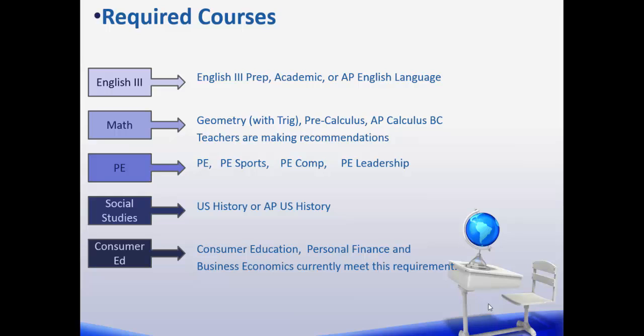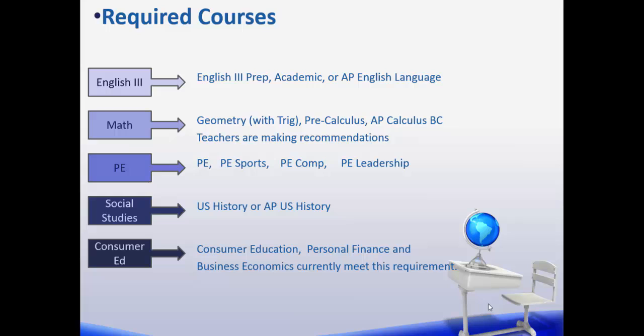In the Social Studies department, everyone's required to take U.S. History, either the regular U.S. History or the Advanced Placement U.S. History. The AP courses, as you know, they involve a test that you take in May, and that test could qualify you for college credit. So it's a great opportunity to get a head start on the college world.